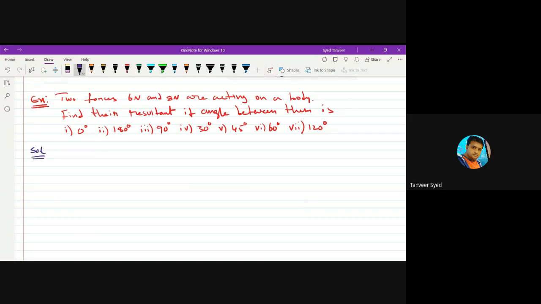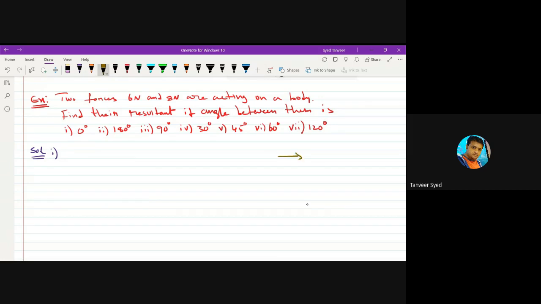So we have two forces, 6 Newton and 8 Newton, acting on a body at the same time, and we should find the resultant in different cases when they are making different angles with each other. First of all, they are making 0 degree angle with each other. That means the two forces are like this.